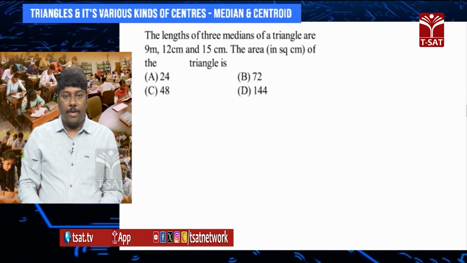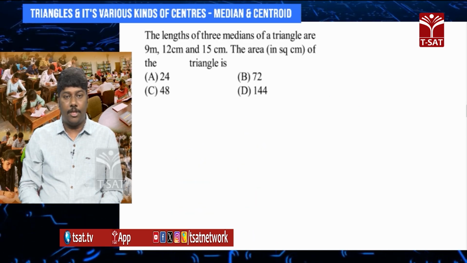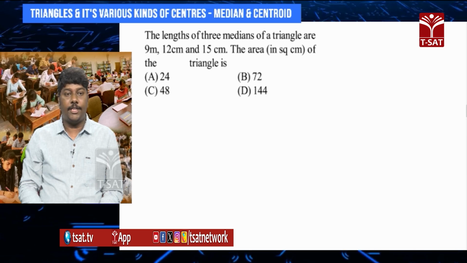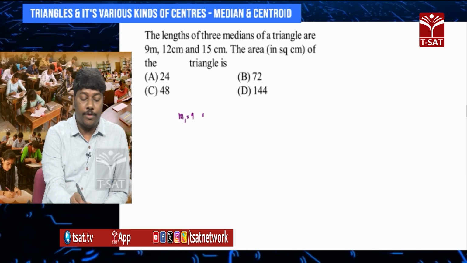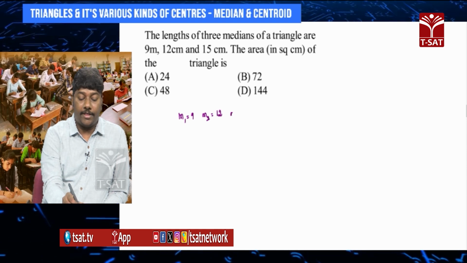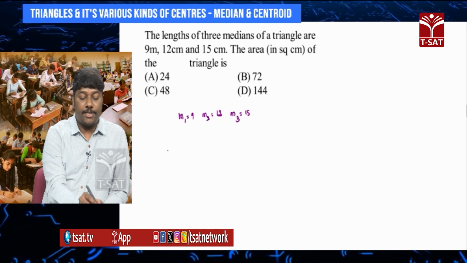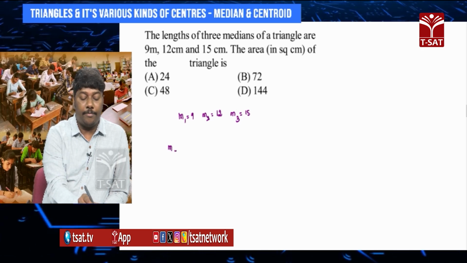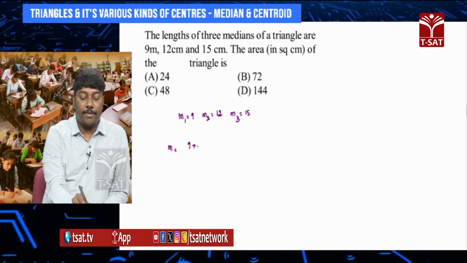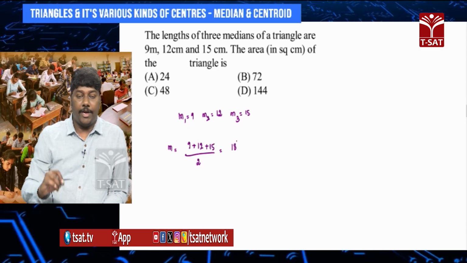The lengths of three medians of a triangle are 9 centimeters, 12 centimeters, 15 centimeters. The area in square centimeters of the triangle. Median 1 is equal to 9. Median 2 is equal to 12. Median 3 is equal to 15. Three medians are given. We already discussed this in the properties of medians. When three medians are given, you just try to find M, which is M1 plus M2 plus M3 by 2, is equal to 36 by 2, which is 18.